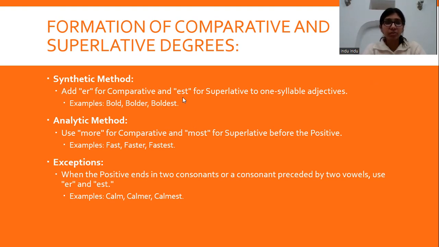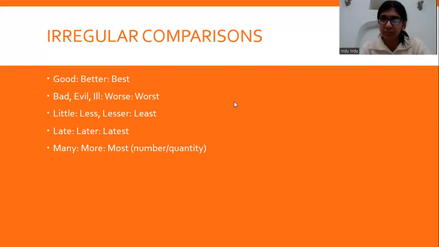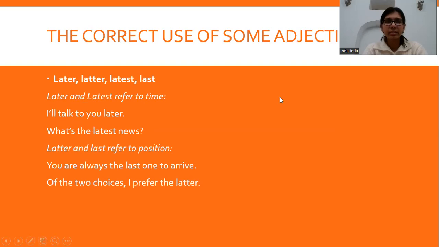Now we have certain irregular comparisons. So good, better, best; bad, evil, worse, worst; little, less, lesser, least; late, later, latest; many, more, most, for number and quantity. So all these are irregular comparisons and we should keep them in mind, right? Okay. These are certain things that must be remembered.